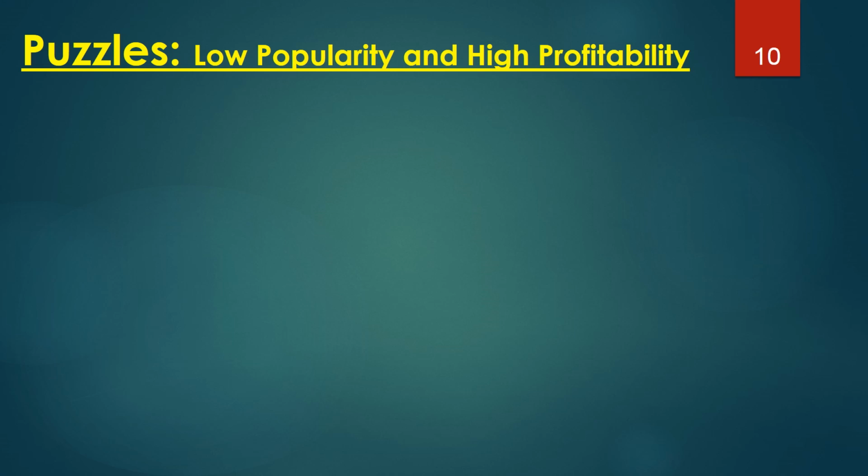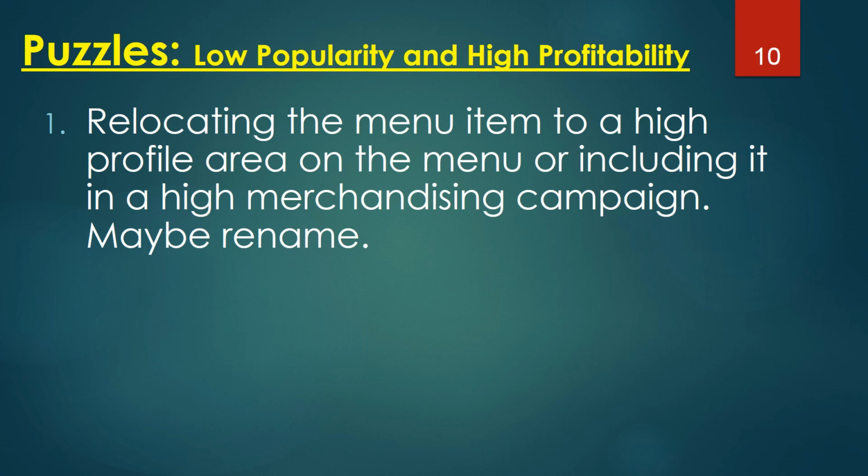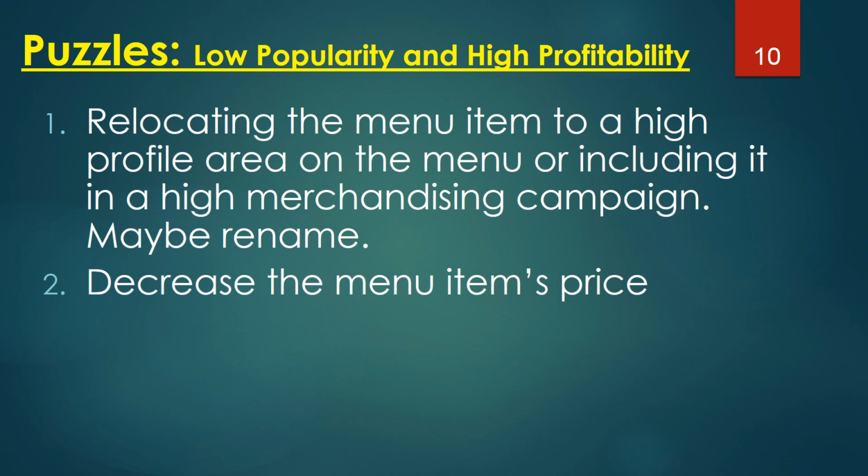One possible way to make them more popular is to relocate them to a high profile area. It's just the opposite of our plow horses. Include them in a high merchandising campaign, maybe rename them, right? Make these specials, position them in a different way, give them high menu visibility, make them stand out on our menu. Sometimes we could also just lower the price, increasing their popularity enough to produce higher overall profits. So reduce the price to see if the menu item is overpriced by testing for price elasticity. So we can maybe decrease the price, get more people to buy them, and they'll still make us money.